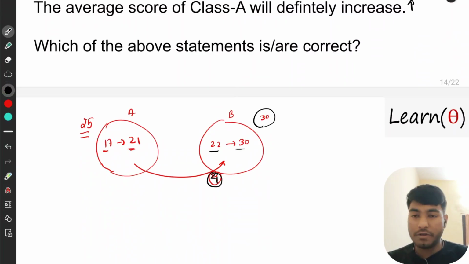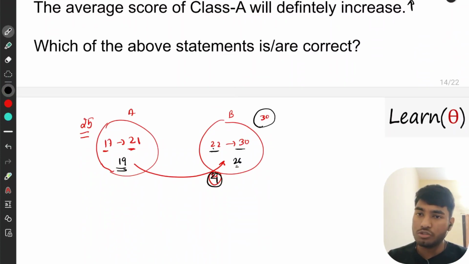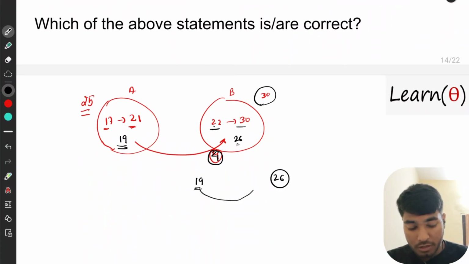Now 4 students have been shifted here. What is the average value here? It is from 22 to 30, so I can say the average value is approximately 26. Here the average value is almost 20. Got it? Now 4 students from A have been shifted to class B. So earlier the average was 26, and now people of number 19 are added to it.